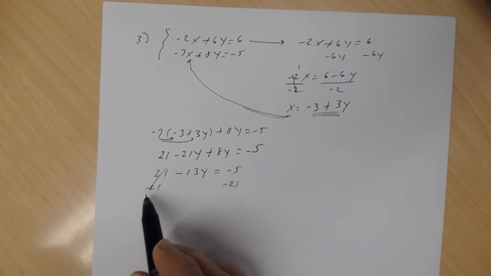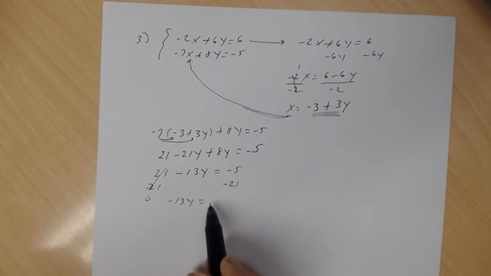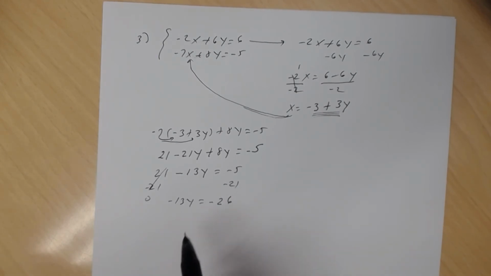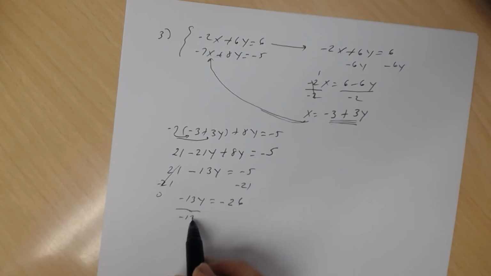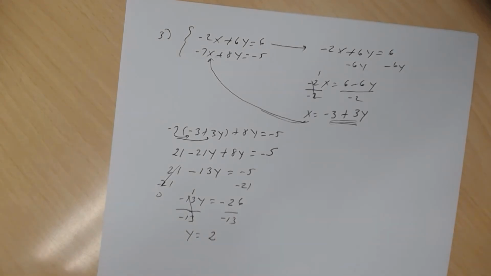And so combine like terms, this is 0 now. So I get negative 13y is equal to negative 26. A negative 5 and negative 21 is a negative 26. To get y by itself, I'm going to divide both sides by negative 13. The coefficient, negative 13 divided by negative 13 is 1. 1 times y is y. And so negative 26 divided by negative 13 is a positive 2. So that's the y-coordinate of your solution.